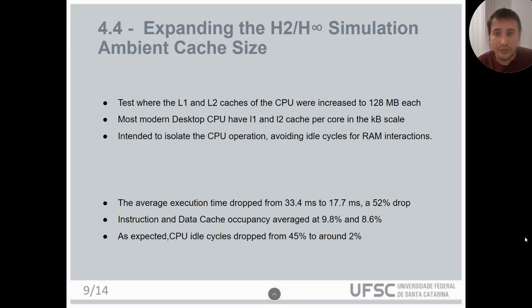As mentioned, we would like to test the capabilities of Gem5. So we made a test where the level 1 and level 2 caches of the CPU were increased to 128 megabytes each, which is a very unrealistic test since most modern CPUs have level 1 and level 2 caches on the kilobyte scale. But this test was intended to isolate the CPU operation and avoid any idle cycles generated through RAM interactions. The results show a 52% drop in execution time, and as expected, the CPU idle cycles dropped from 45% to around 2%.